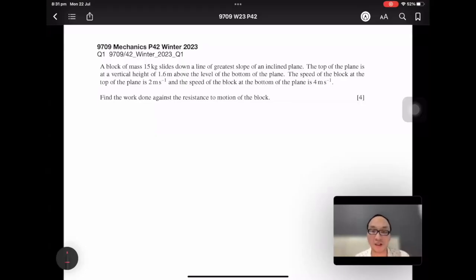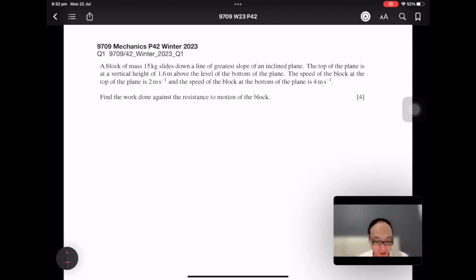Question number 1. A block of mass 15 kilograms slides down a line of greatest slope of an inclined plane. The top of the plane is at a vertical height of 1.6 meters above the level of the bottom of the plane. The speed of the block at the top of the plane is 2 meters per second, and the speed of the block at the bottom of the plane is 4 meters per second. Find the work done against the resistance to motion of the block.